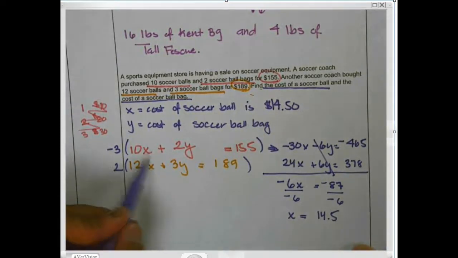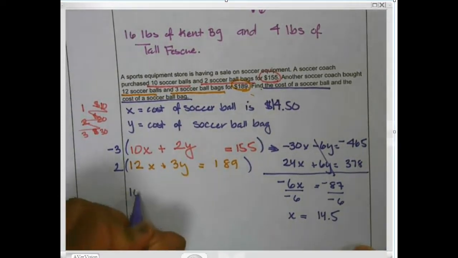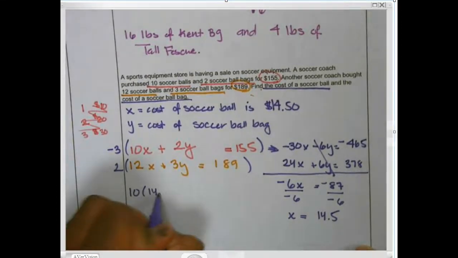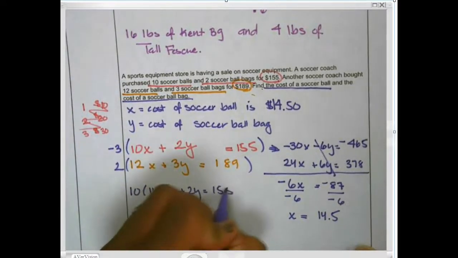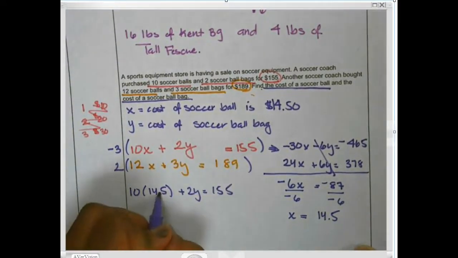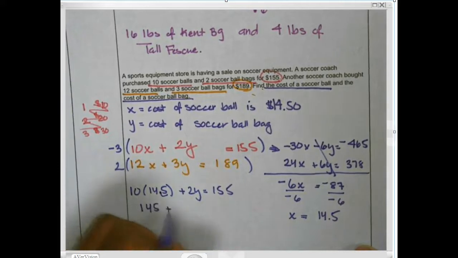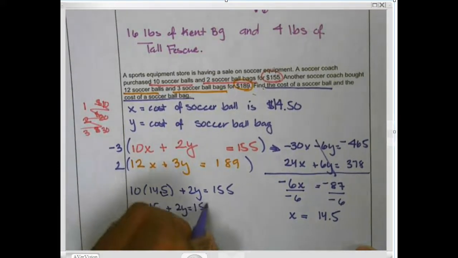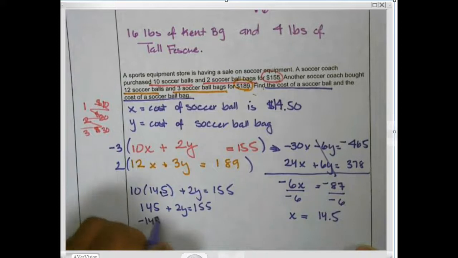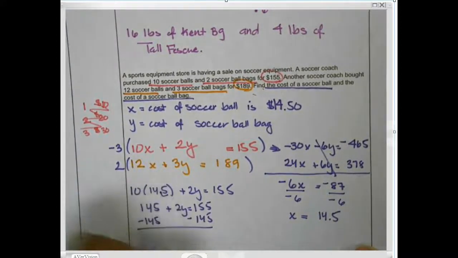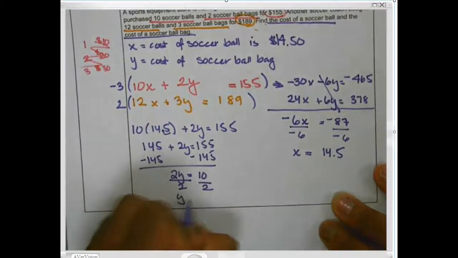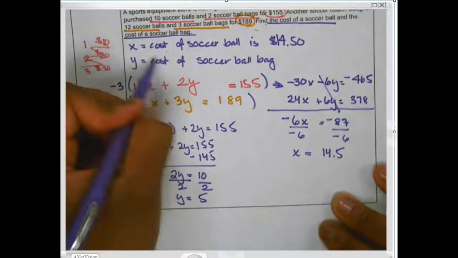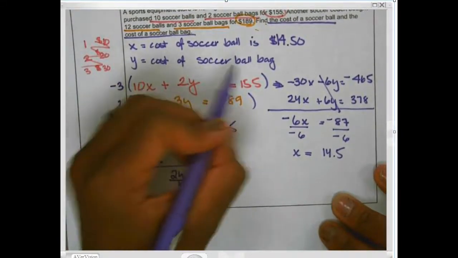Now, how about the other one, the bags? Which one looks easier? I think I'm going to go with this top equation. 1, because that 10 looks nice and user-friendly. 2, because the numbers are just a little bit smaller. So to multiply by 10, I can move it over once. 145 plus 2y equals 155. Minus 145, minus 145. 2y equals 10. Ooh, almost got me there. And so y equals 5. So the cost of a soccer ball bag is $5.